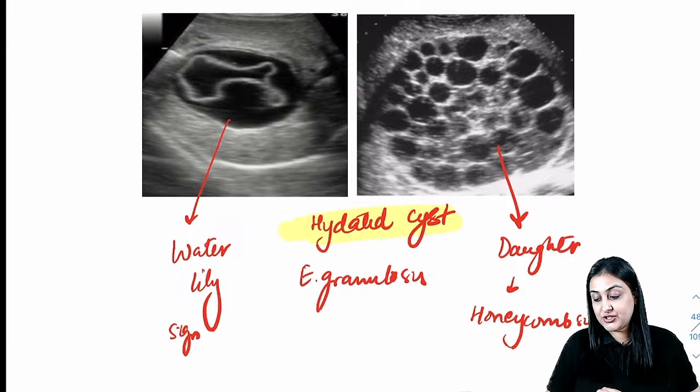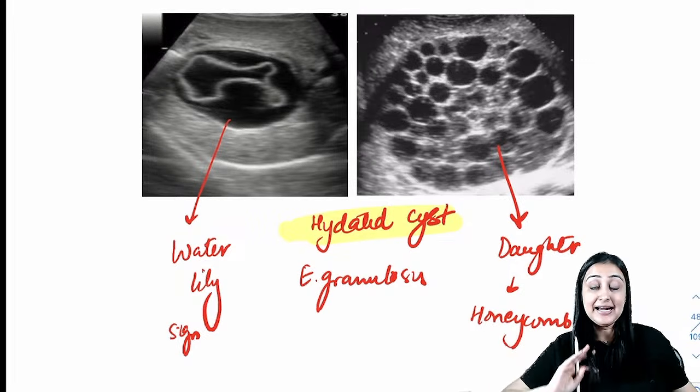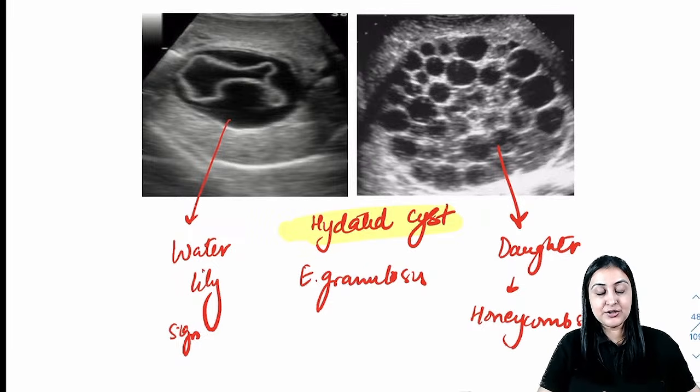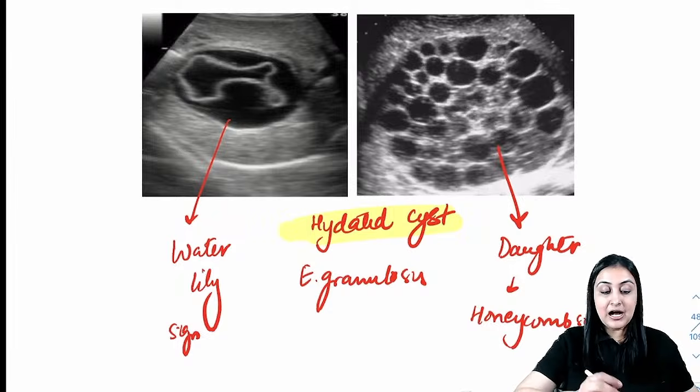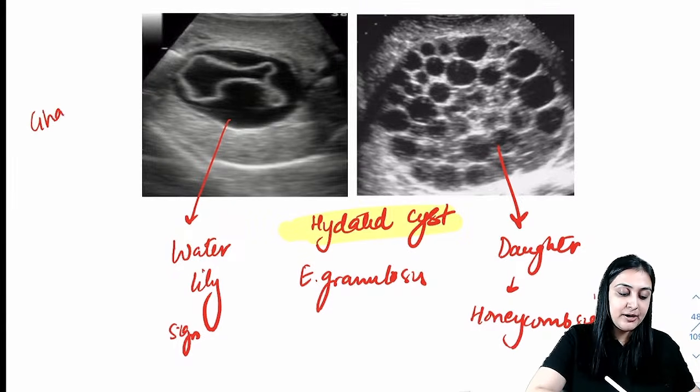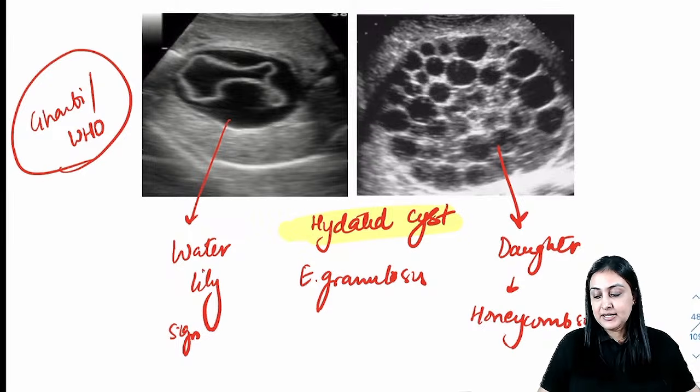This is an FMG favorite question. This is not anchovy sauce. Anchovy sauce is amoebic abscess, right? That's not hydatid. Never puncture a hydatid cyst to aspirate. Okay, we have the Garbi classification. We follow the WHO and the Garbi classification for hydatid cyst.